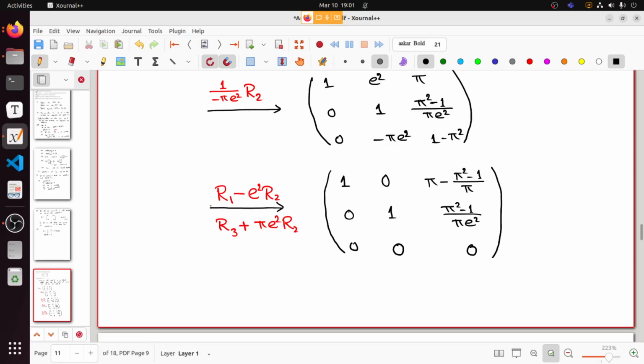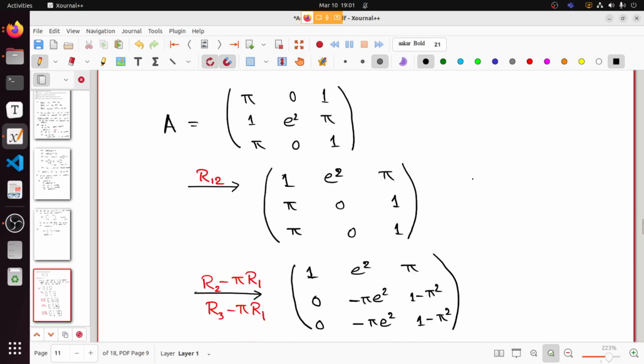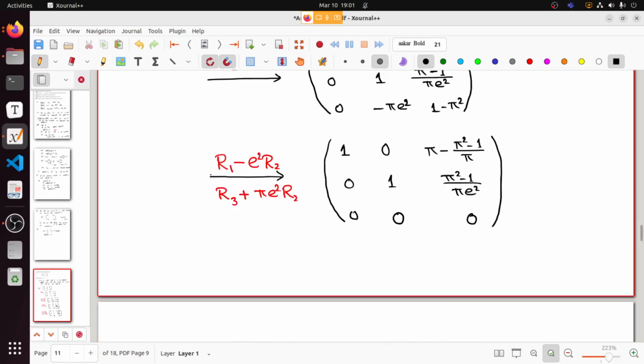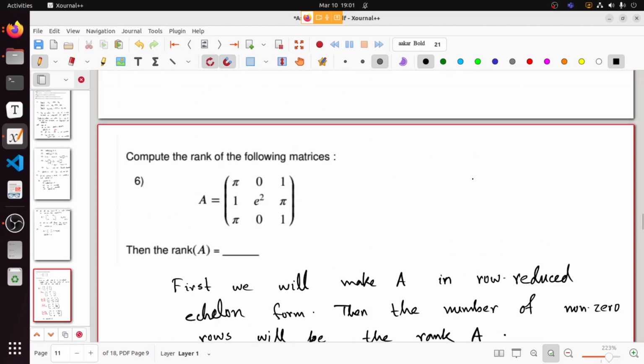Now what is the number of non-zero rows? These are two non-zero rows, right? So the rank of the matrix A is 2. So the answer is: rank of A is 2. So question number 6 is done.